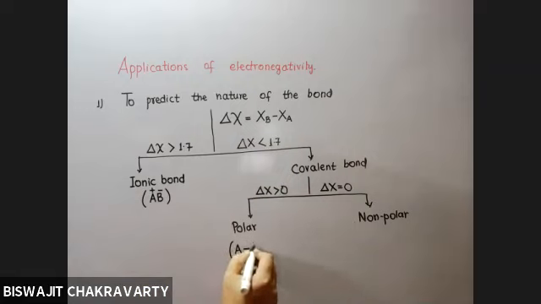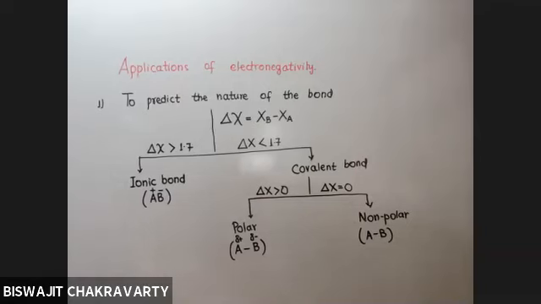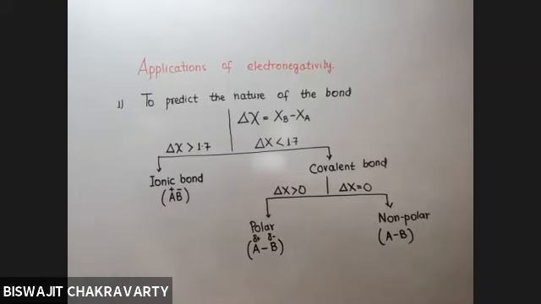It is denoted as A bond B, with del plus, del minus. And for non-polar, we simply give A bond B without any charge on them, considering both of them have equal electronegativity. See whether you have understood this flowchart or not. Any doubt? If you have, clear it out. Understood, sir.